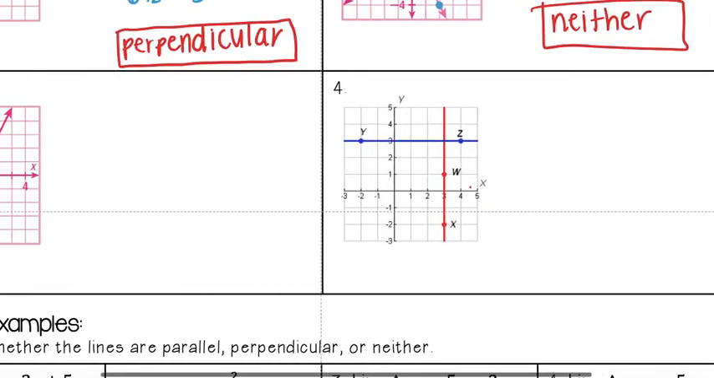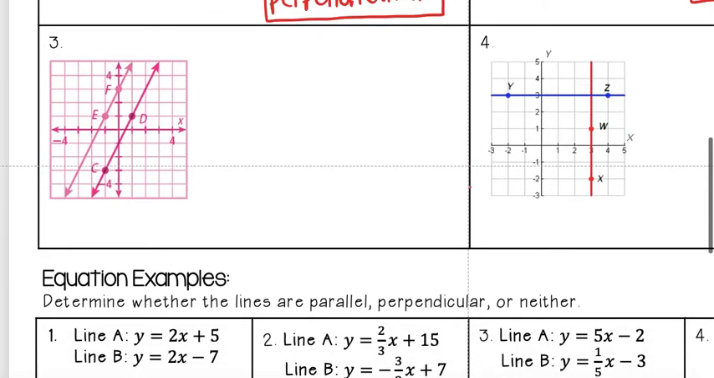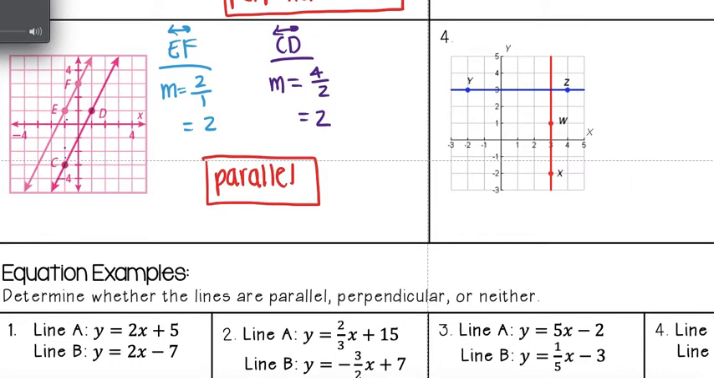Okay, go ahead and pause the video, and I want you to try number 3 on your own. Okay, the answer you should have gotten for number 3 was parallel. After finding those slopes, you should have seen that they both came out to being 2.